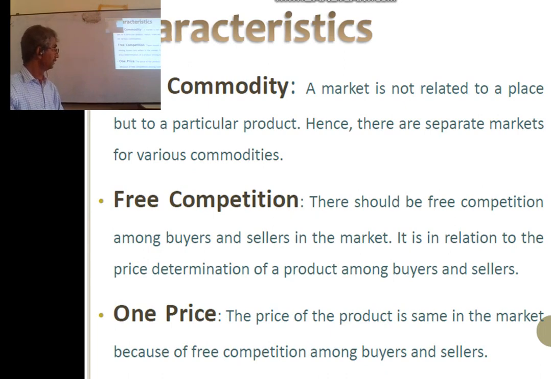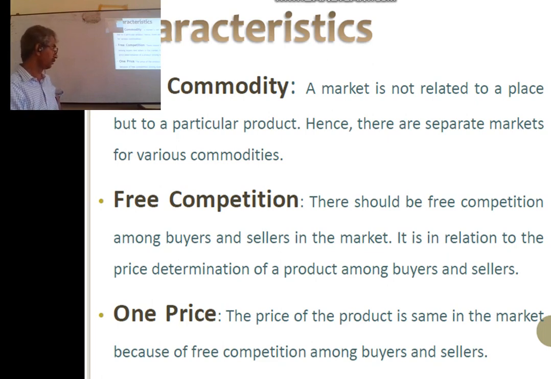Commodity. A market is not related to a place but to a particular product. Hence, there are separate markets for various commodities. It is not necessarily that a market is for a single product in a place, but it is related to a particular product. Hence, there are separate markets for various commodities.